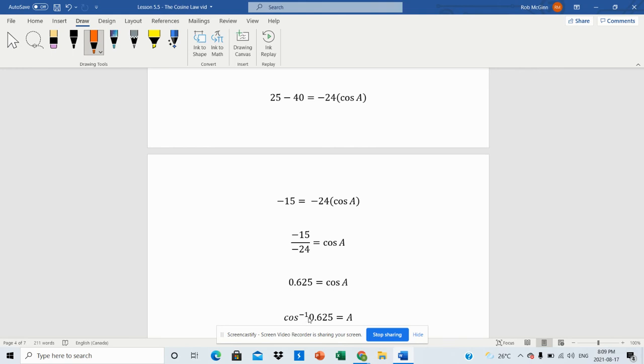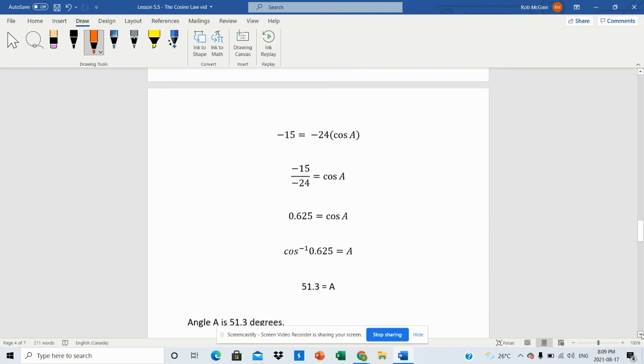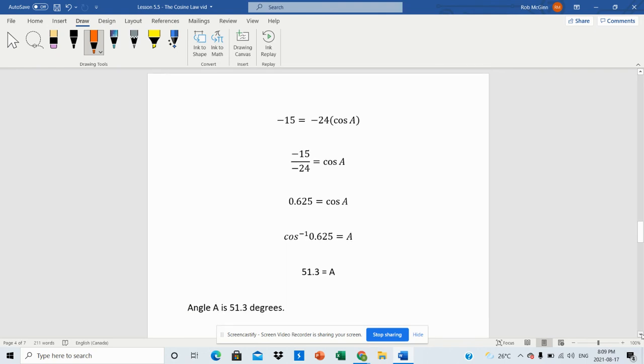This just tells us that in most of our calculators, what we're going to want to do is put 0.625, then hit that second function key to get our inverse trig functions, and then hit cosine. And when we do that, we should be getting that A is 51.3 approximately. So angle A is 51.3 degrees.